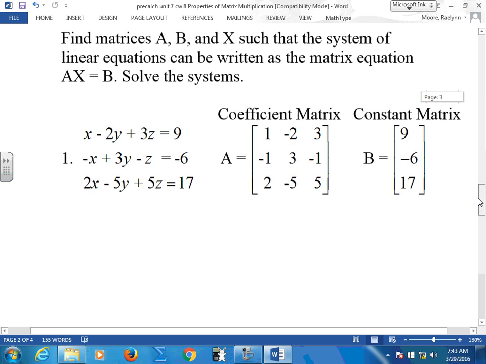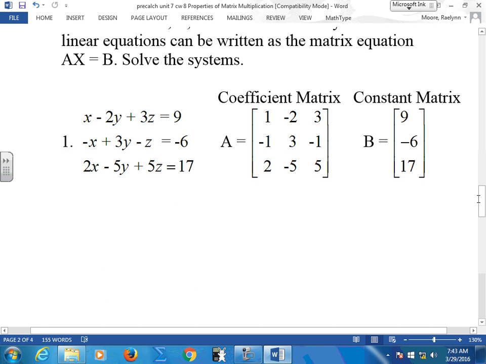So what we're talking about here is you're going to have your 3 equations, or however many you have, and you're going to separate them into your coefficient and your constant. And I don't think this showed up. Okay, so you're going to separate your coefficients.